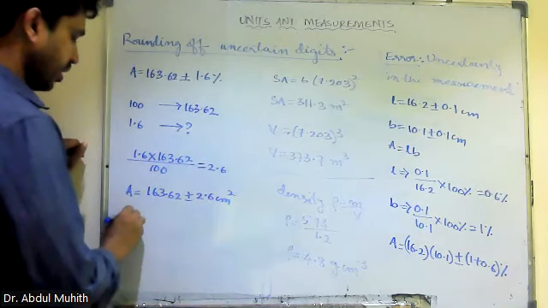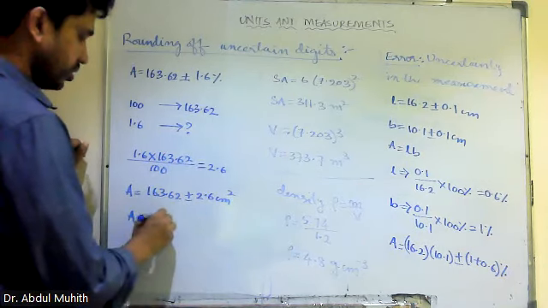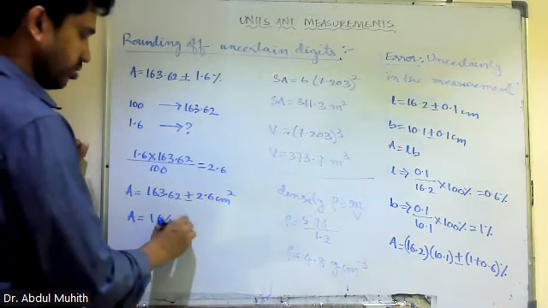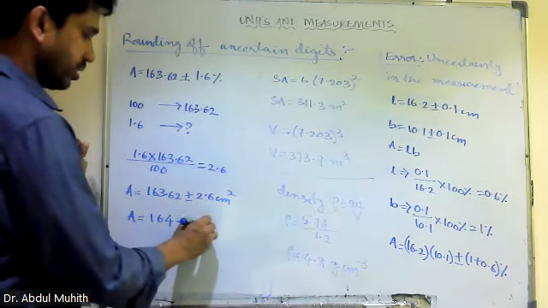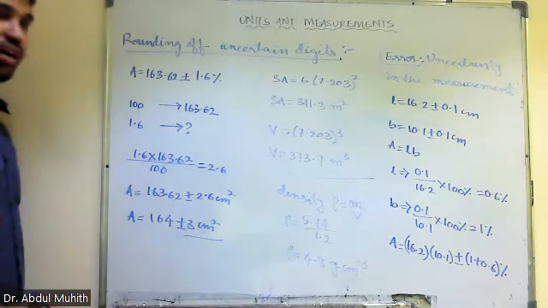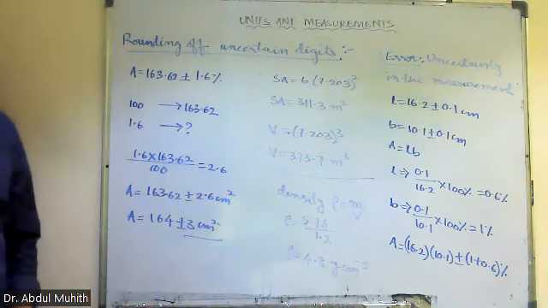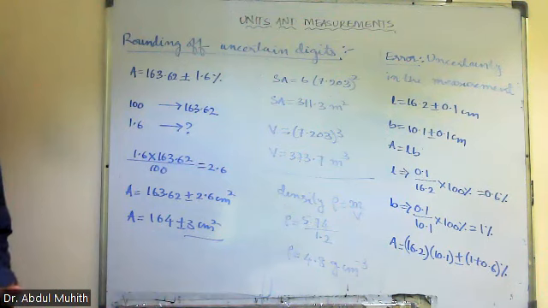So area equals 164 plus or minus 3 square centimeter. Okay. So we have rounded off these values. Clear? Yes, sir. Okay. Please note down this. Then we'll go to the next question.